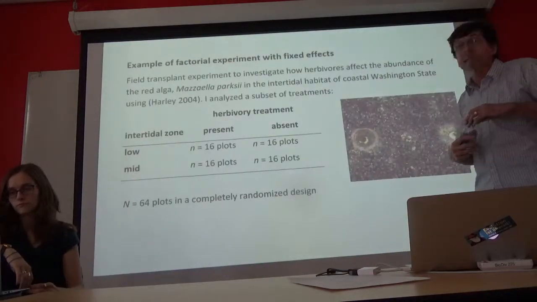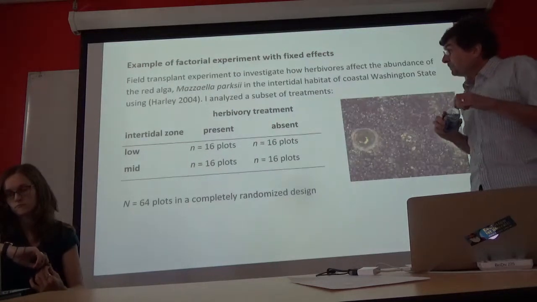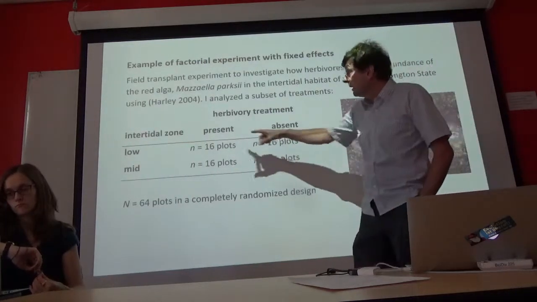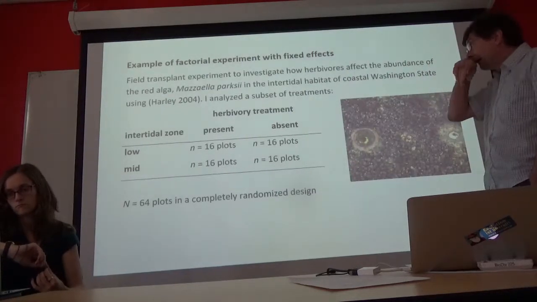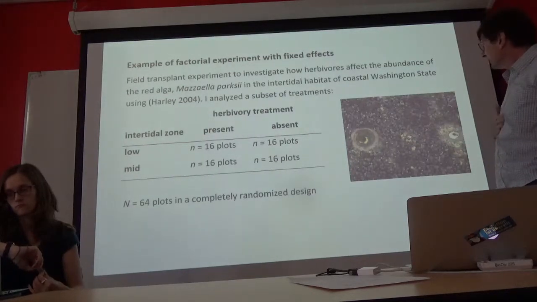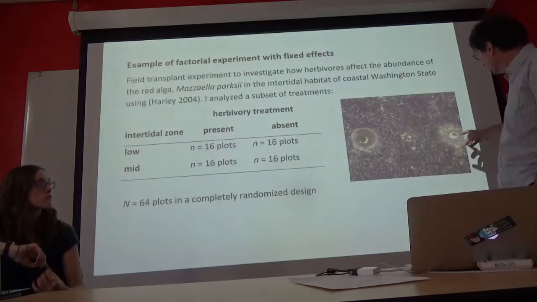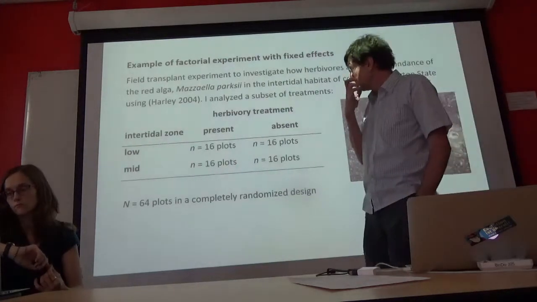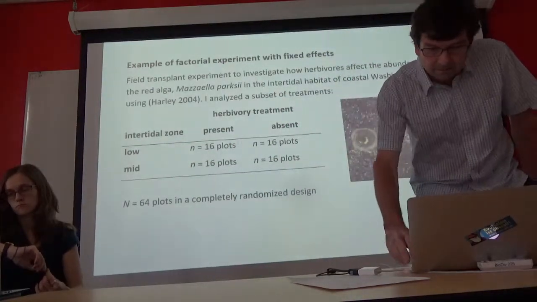Here's an example of a fixed effect. It's a factorial experiment. In a factorial experiment, two or more factors are manipulated and all combinations of them are included. So this is a Chris Harley experiment where he looked at herbivory and its effect on algal density in the intertidal. He set up these rings where herbivores were excluded and rings where herbivores were included, and then looked at algal growth and repeated this at two different intertidal zones, low and mid intertidal.